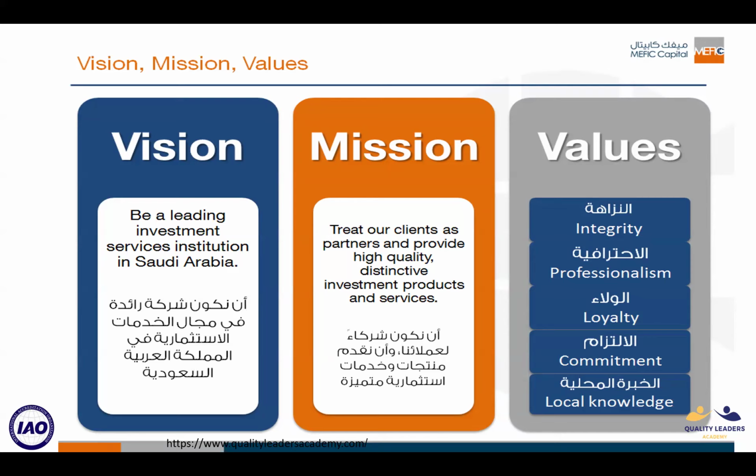Treat clients as partners. Okay, and the values are simple and memorable, like 5 words. There is no paragraph or anything, 5 simple words. Okay, this is how you make a vision stick. This is an example of vision, mission, and values.